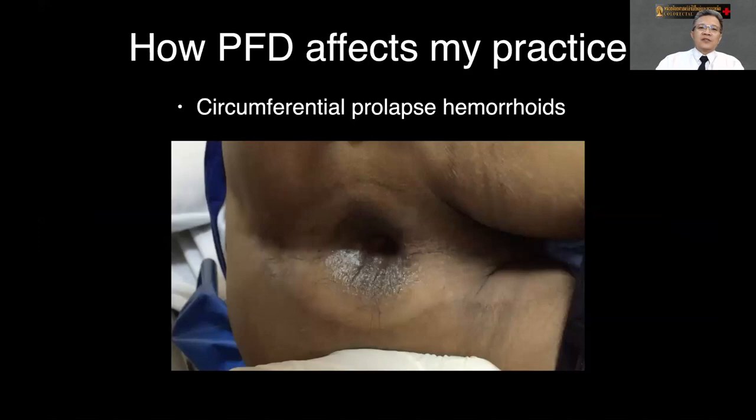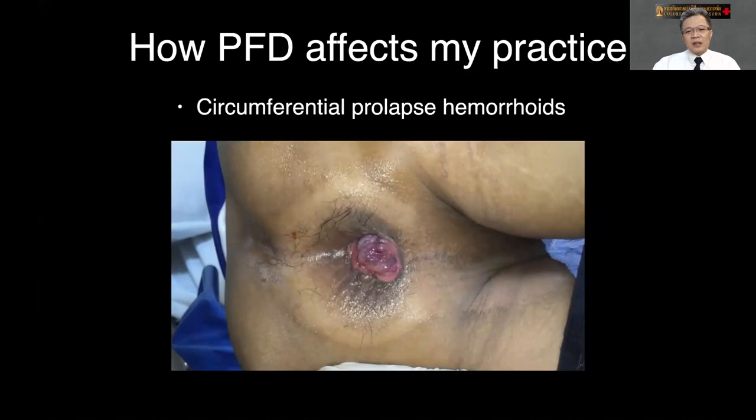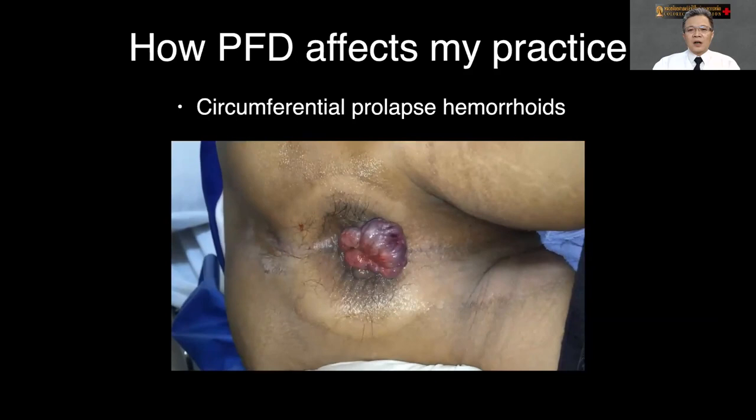For the circumferential prolapsed hemorrhoid with pelvic floor descent, look closely at the anus. During pushing, you can see the ballooning. At the same time, you can see the prolapsed hemorrhoid with some part of rectal mucosal prolapse.